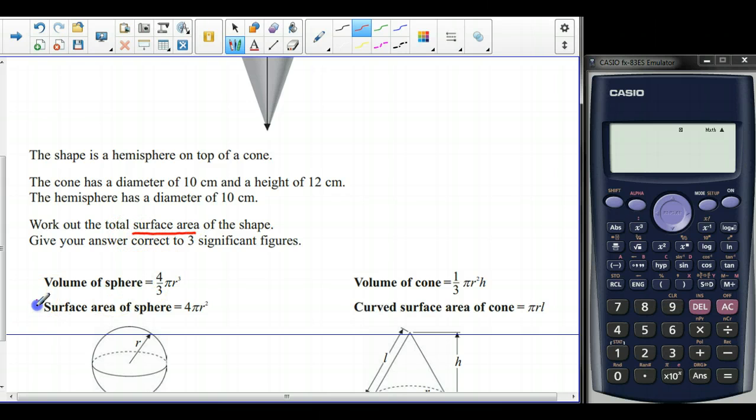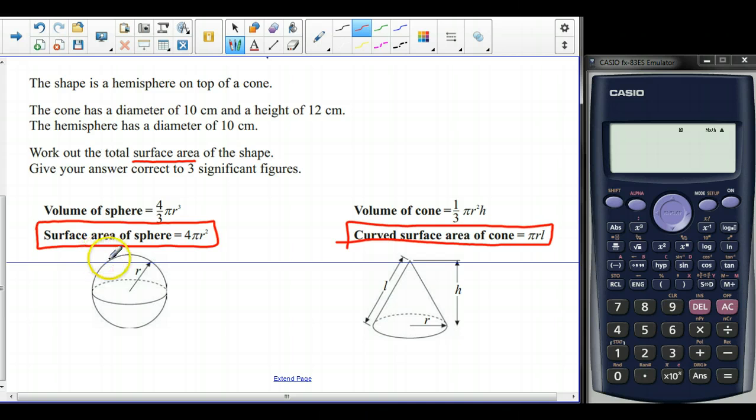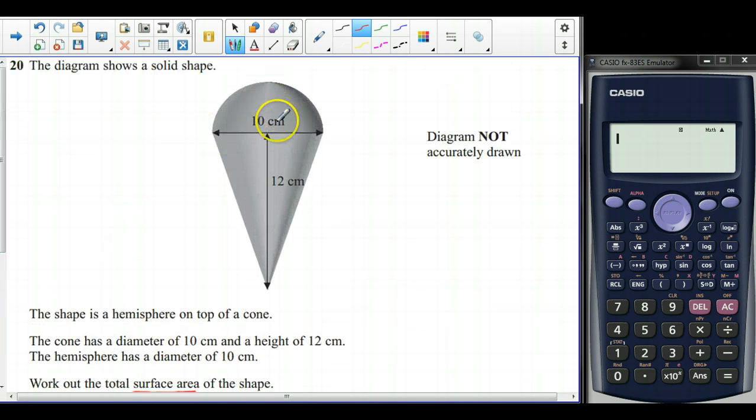Now, on the formula page, you're given the surface area of a sphere, and you're given the curved surface area of a cone. That's in the inside cover of the exam paper. So we're going to need to use those. The important thing to look at is what we need to use these formulae. So we're going to need the radius. Now if you look up, we're already given the diameter, so the radius is going to be half of that, which is 5. So we've got r equals 5 centimeters.